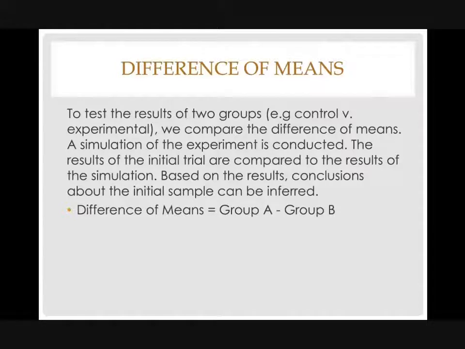Okay, so now the differences of means. To test the results of two groups, your control and your experimental, we compare the difference of means. A simulation of the experiment is conducted. The results of the initial trial are compared to the results of the simulation. Based on the results, conclusions about the initial sample can be inferred. So here's the difference of means, group A minus group B.